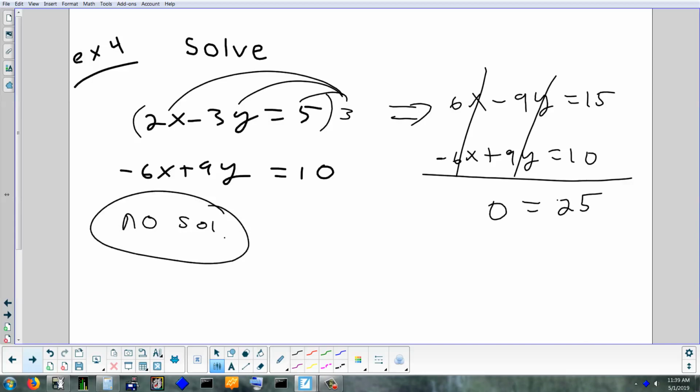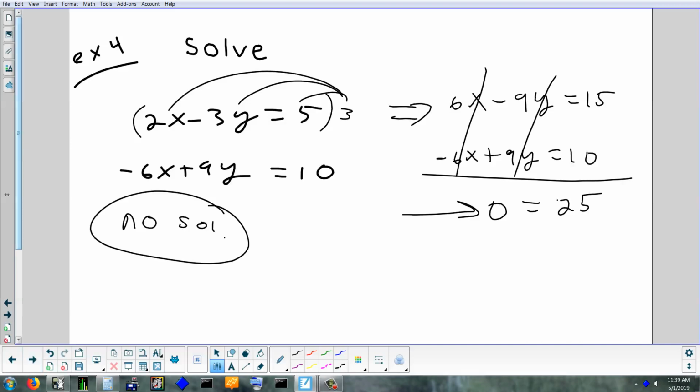What do you think it would look like if the answer was all real numbers? What do you think this last step would look like? It could be 25 equals 25, or 20 equals 20. Whatever it is, you'd have the same number on the left and the right. Sometimes it's 0 equals 0. If you end up with the same number equal to the same number, the answer is infinite solutions. What are the solutions? All real numbers.